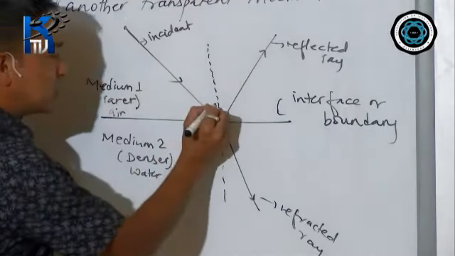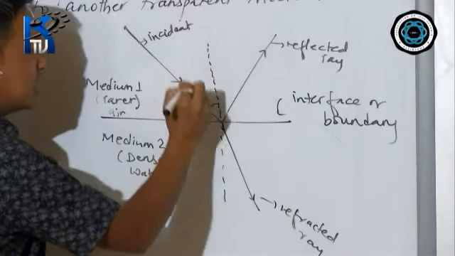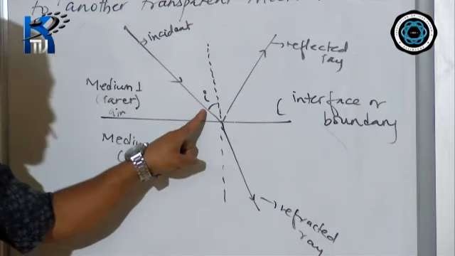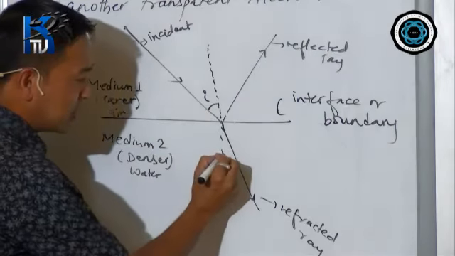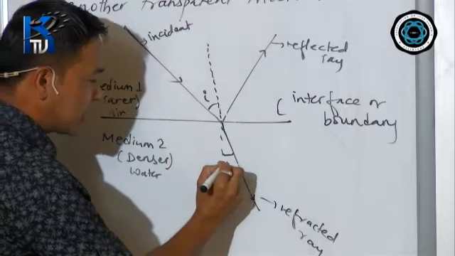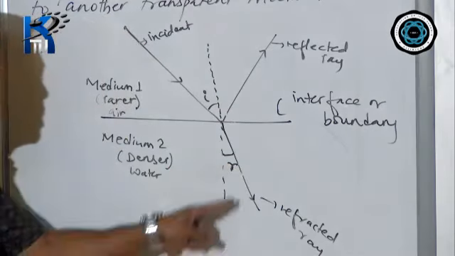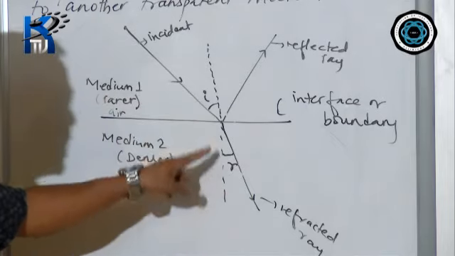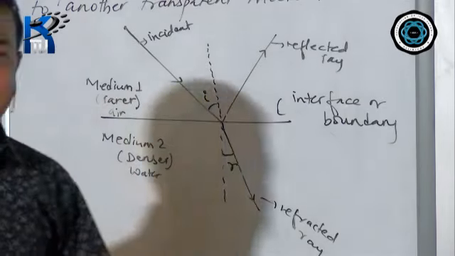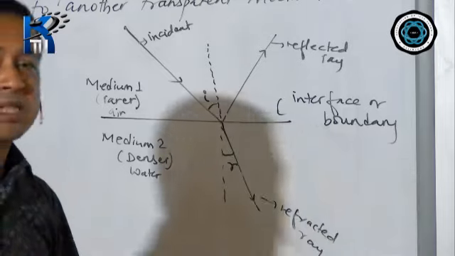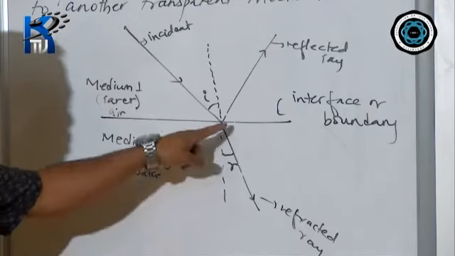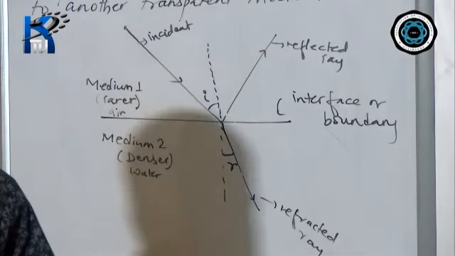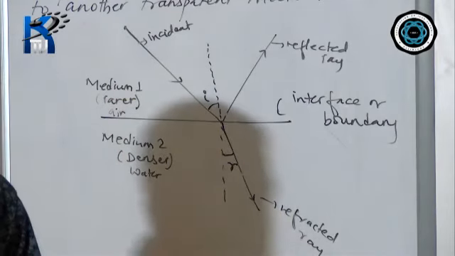There is an angle made by the incident ray with the normal, marked by the letter i. This is the angle of incidence. There is also an angle made by the refracted ray with the normal, called the angle of refraction, which we mark by the letter r. These two angles say how much light can bend when it passes from one medium to another. So this diagram shows that when light passes from a rarer medium to a denser medium, light usually bends towards the normal.